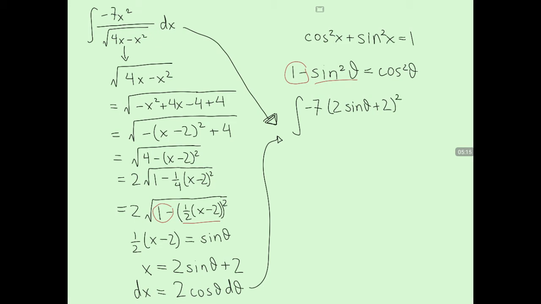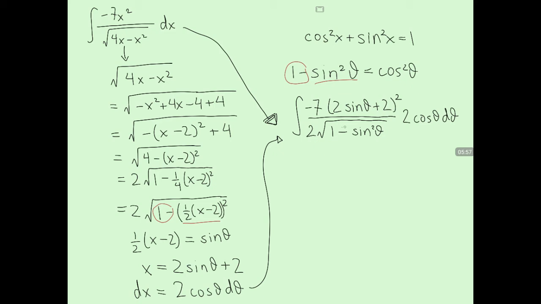Right now we are going to focus on the denominator. The denominator, we've rearranged into this form. So it's going to be 2 times the square root of 1 minus this something squared. This something, we replaced with sine theta. So now we have 1 minus sine squared theta. And right after that, we have dx, but we calculated dx already. So dx is in fact 2 cosine theta d theta.